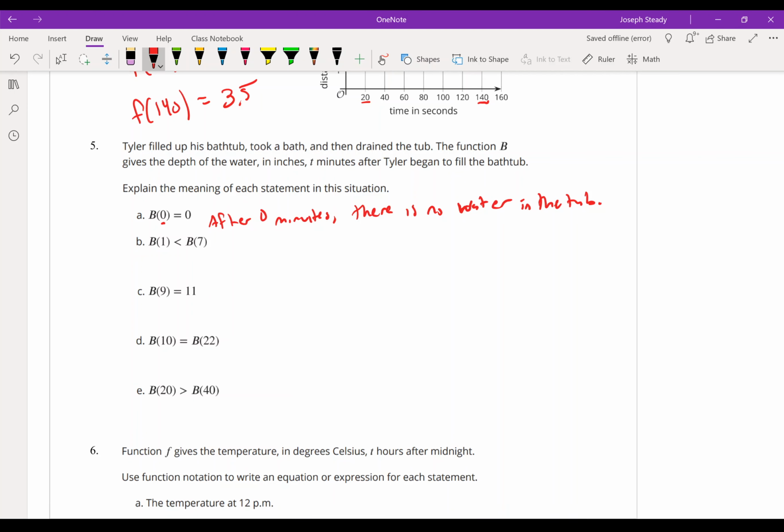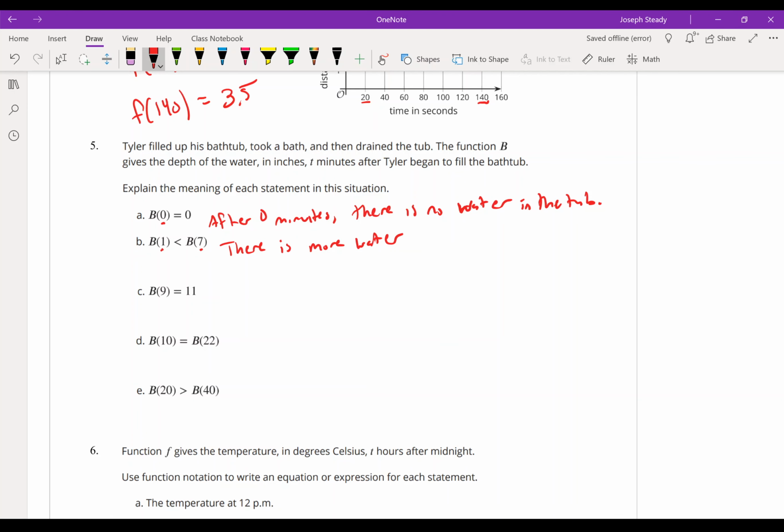B of 1 is less than B of 7. So again, these are both times here, the 1 and the 7. But B of 1 means the depth of water at time 1 minute, or after 1 minute has passed. And B of 7 means the depth of the water after 7 minutes have passed. So the fastest way to interpret this is to say, this is telling me that there's more water in the tub at 7 minutes than at 1 minute.